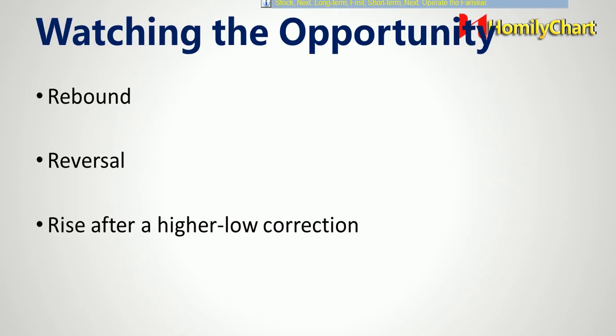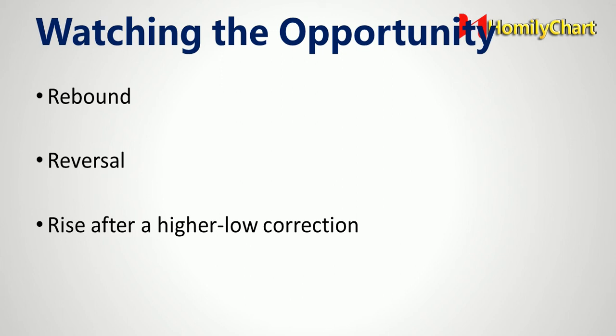So firstly, let's see this one. Watching the opportunity. The first one is rebound. If the market is in the downtrend, we can catch a rebound to earn some short-term profit. The next one, reversal. If you see the price go from downtrend to uptrend, you should know this is reversal. We can know that this is the opportunity.